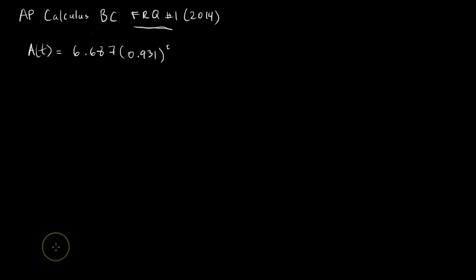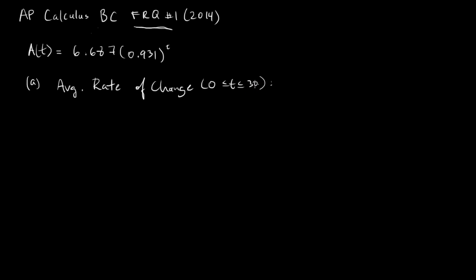Okay, so A, average rate of change between 0 and 30 days. So you should know by now that for an average rate of change, you take the highest, subtract the lowest, and divide it by the number of days. Or it's delta A of t over delta t. We're taking the change in A of t, which is the amount of grass clippings, and we're dividing it by the change of time.